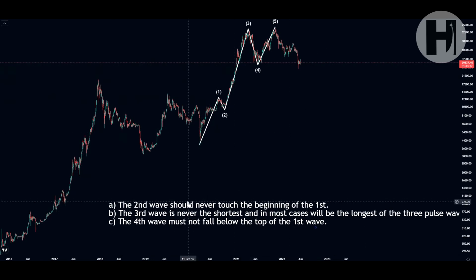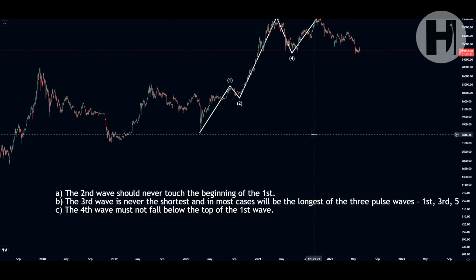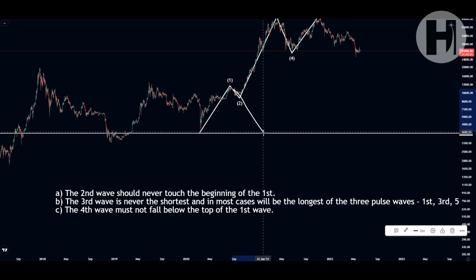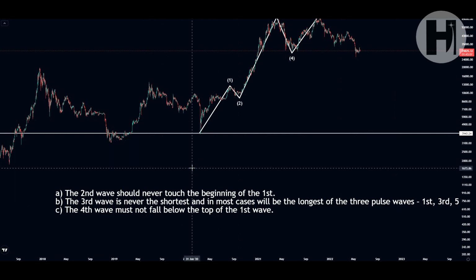The second wave should never touch the beginning of the first wave. This is the beginning of the first wave over here, right? This is where your wave 1 starts. So your wave 2 pullback should not come down as low as this, because in that case, it is going to be invalidated. The second point here is that the third wave is never the shortest, and it is in most cases the largest or the longest wave. And we've talked about that throughout the video.